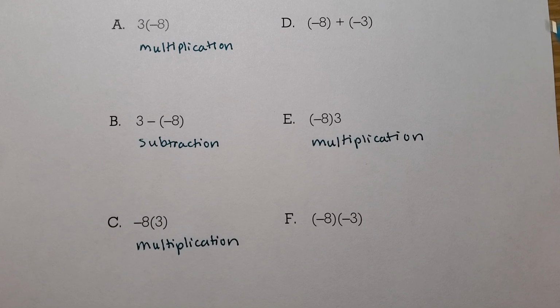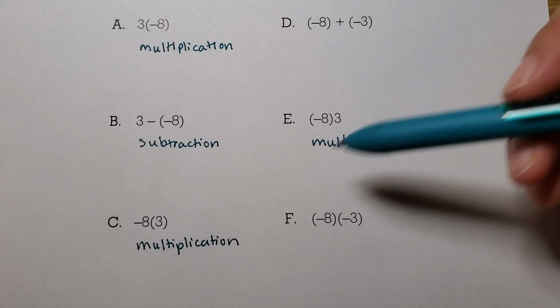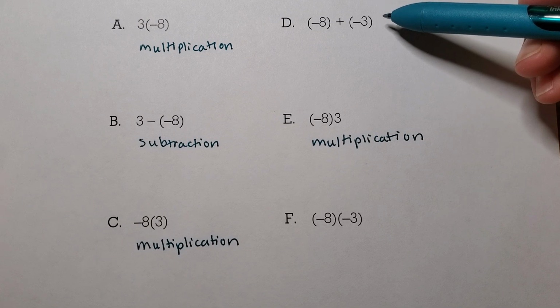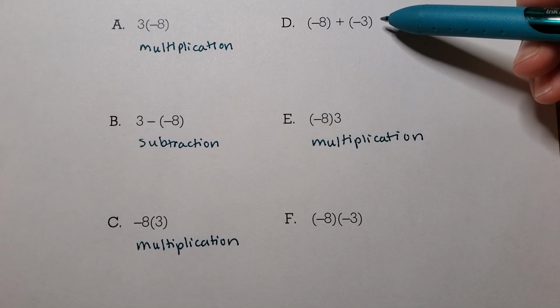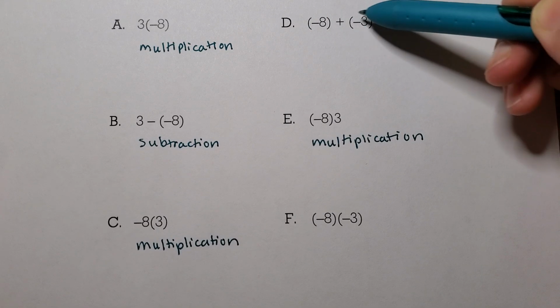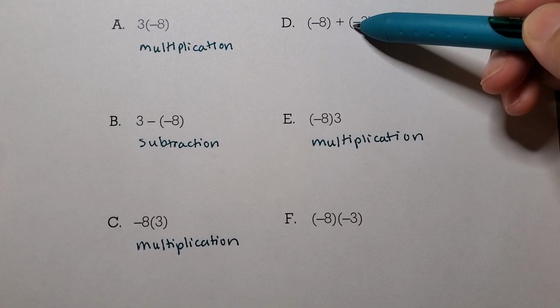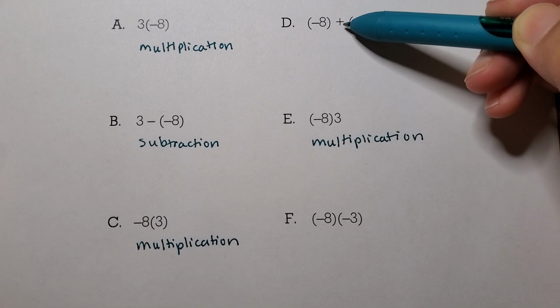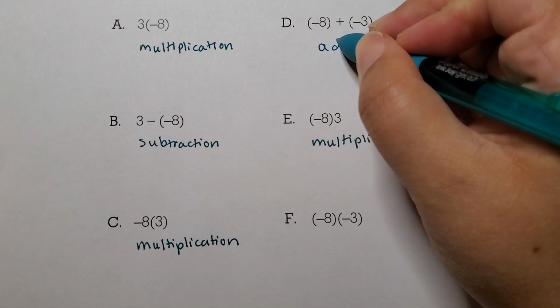Okay, let's take a look at part D. I skipped it because part E looked so similar to part C. I just jumped right there. So now we have 2 sets of parentheses, one around the -8 and one around the -3. In between those 2 sets of parentheses, we have an operation. So this is going to be an addition problem.